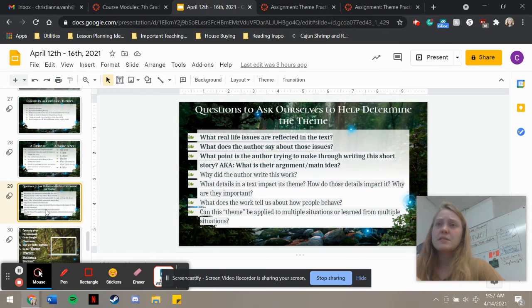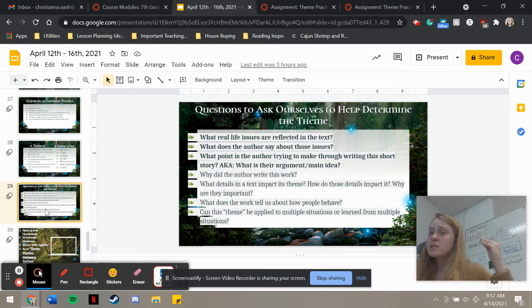All right, the last thing you can do, we're going to look at these first 3 questions. These are some questions that you can ask yourselves to help determine the theme. What real life issues are reflected in this text? So what real life topics or things are being discussed? Is family being discussed? Is death being discussed? Is loss being discussed? Is love being discussed in this story? So some of those topics are connected to the theme, but those aren't themes themselves.